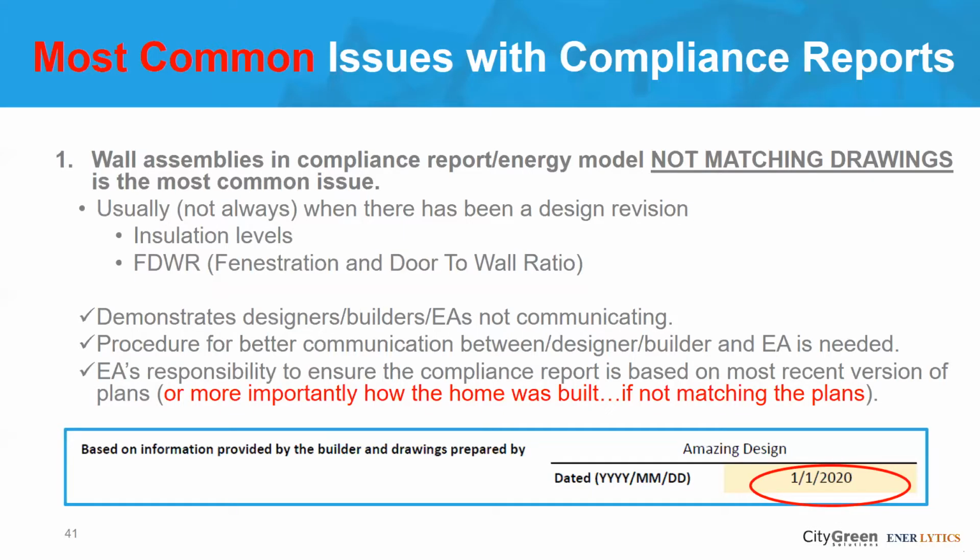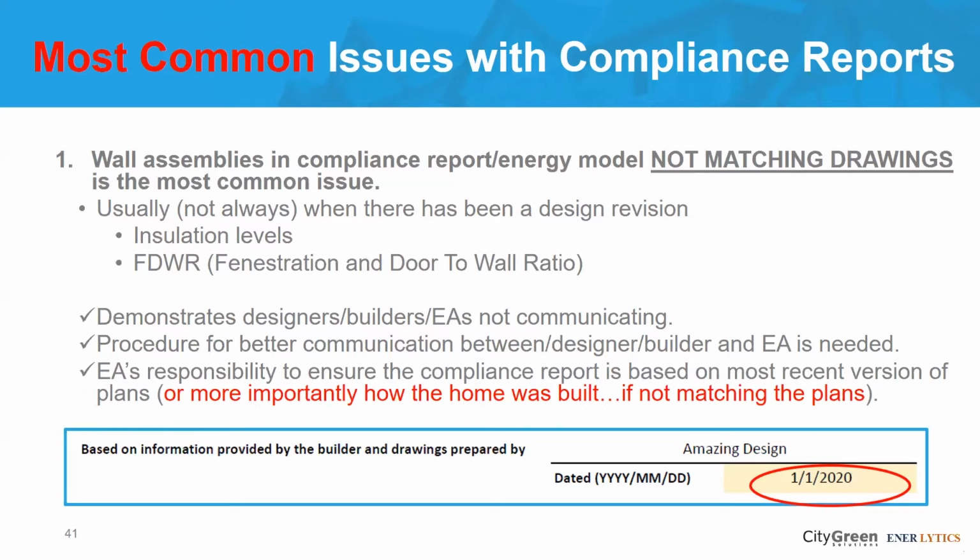The first most common issue with compliance reports is that the assemblies within the compliance report and the energy model are sometimes not matching the drawings or how the home has been built. And usually, but not always, this is when there's been design revisions within the process after the energy advisor has seen the plans before the home is completed. Most frequently, these are in insulation levels or in the fenestration and door to wall ratio.